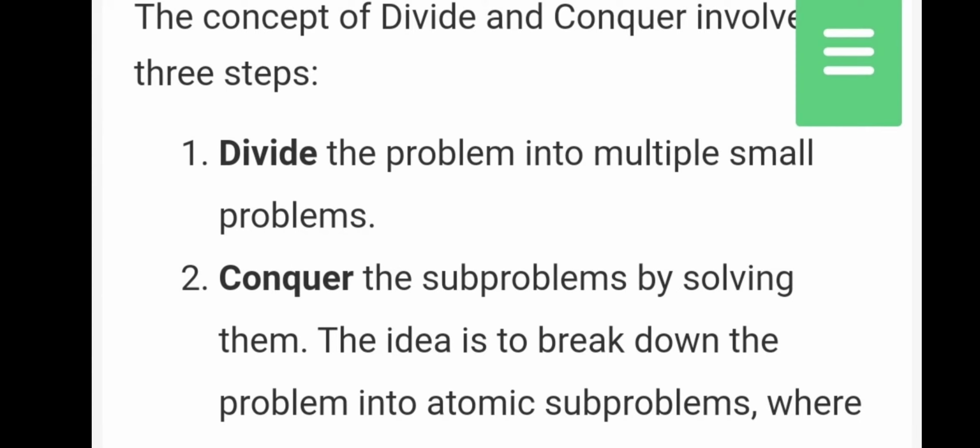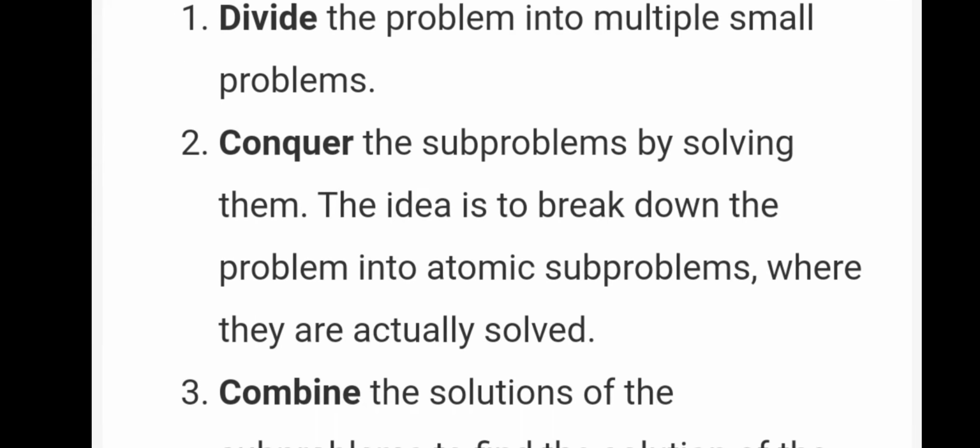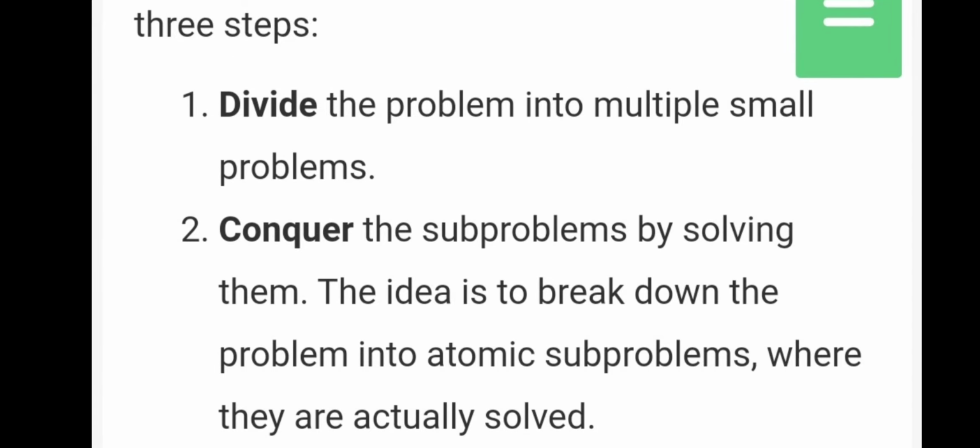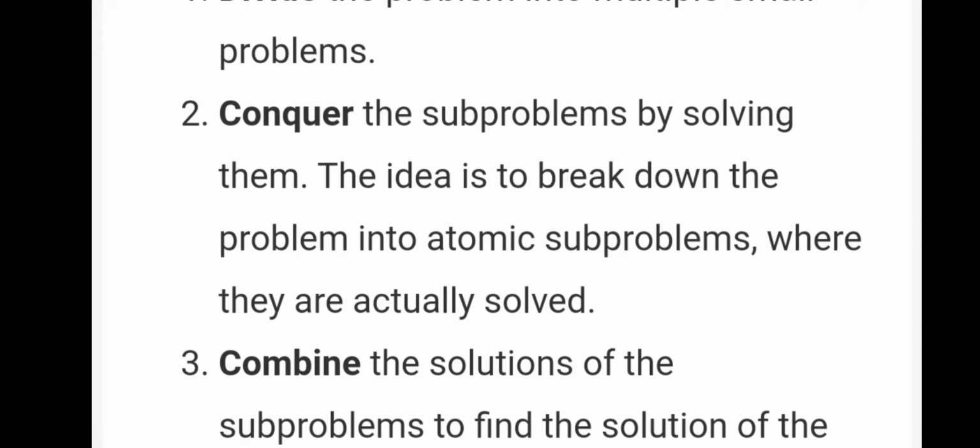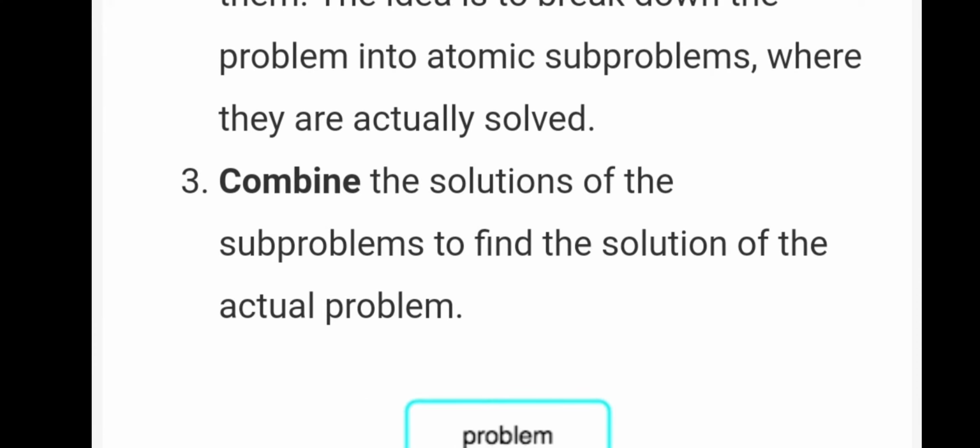The concept of divide and conquer involves 3 steps: divide, conquer, and combine. First, divide the problem into multiple sub-problems. Conquer means solving the sub-problems to get the solution. The idea is to break down the problem into atomic sub-problems. Atomic means small sub-problems, where small means a problem which can be solved by the user. Combine the solutions of the sub-problems to find the solution of the actual problem.